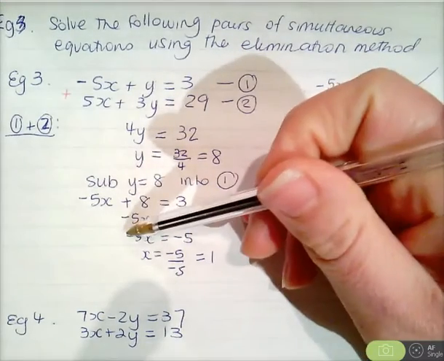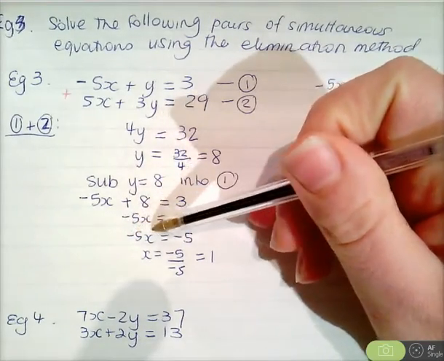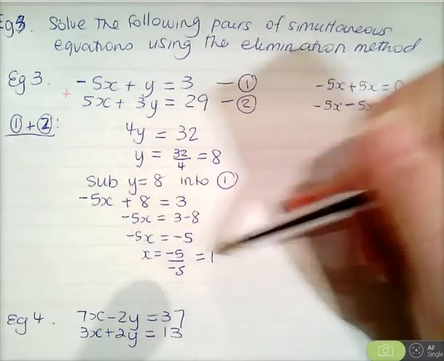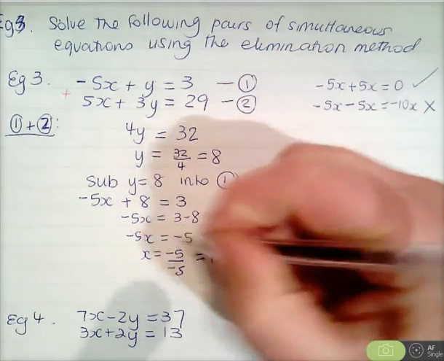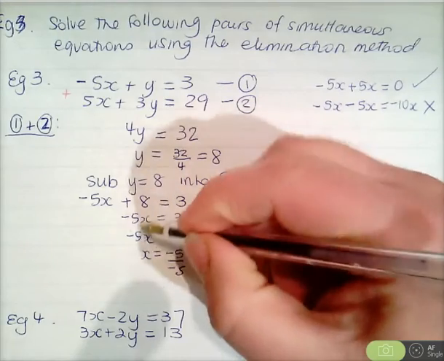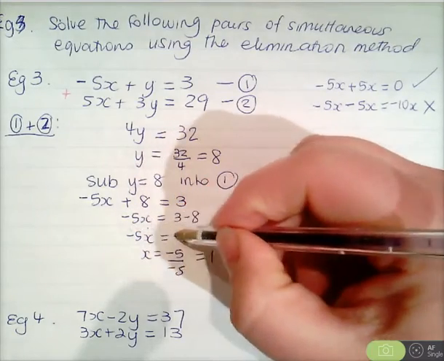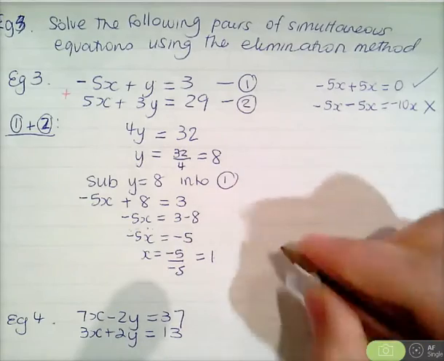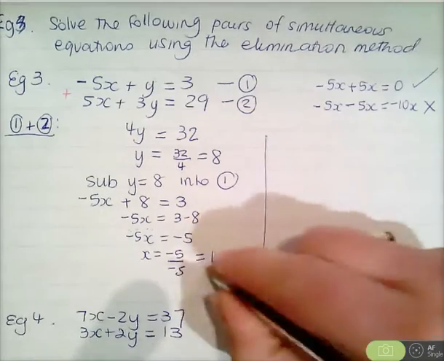Now, if you have a look here, negative 5 times 1 is negative 5 because a negative times a positive is a negative. Please don't put that the answer here is negative 1 because negative 5 times negative 1 would be positive 5, which would not be correct. So therefore, we get that x is 1.